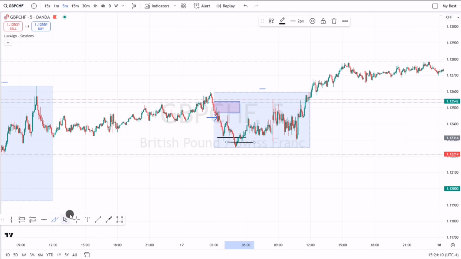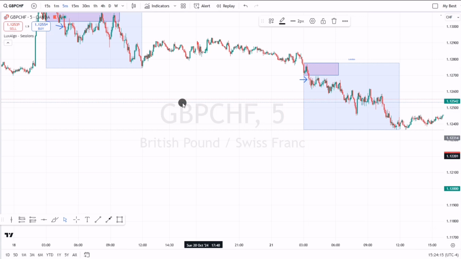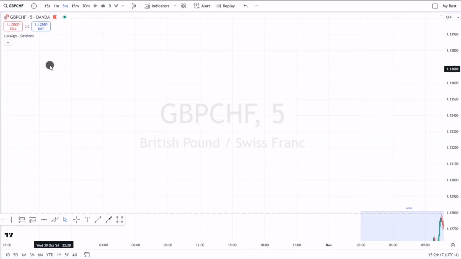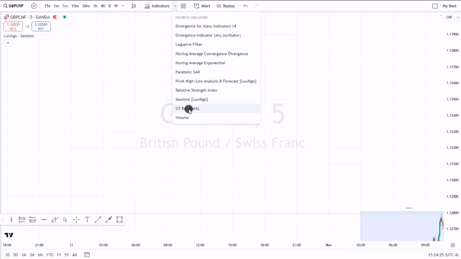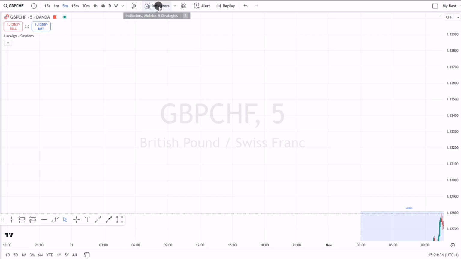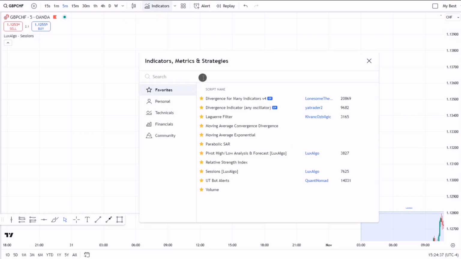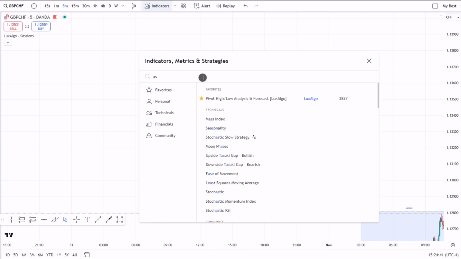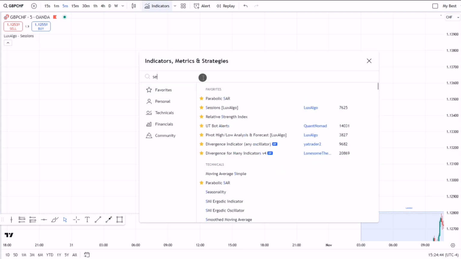Let me just show you how to set up this indicator. I am using, let's go to indicators, I'm using this one. It's Sessions in square brackets by LuxAlgo. So you can just go to indicators, and then in the search box, this is TradingView, just type sessions.